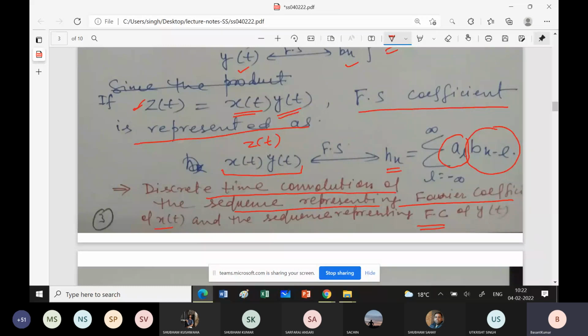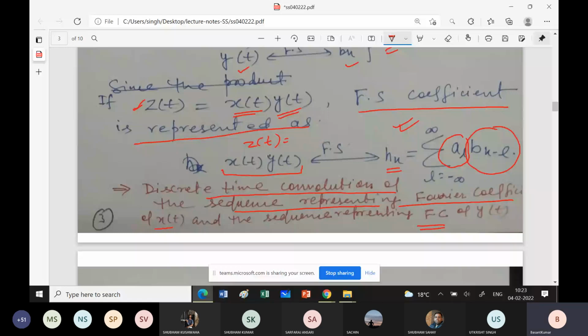So again, by solving some problem, it can be tested how complicated this operation will be. Is it easier? And another way we have is to multiply these two signals and find the time period. Or if I just multiply this signal, I find out z(t), and independently try to find its Fourier series coefficient by the standard procedure.